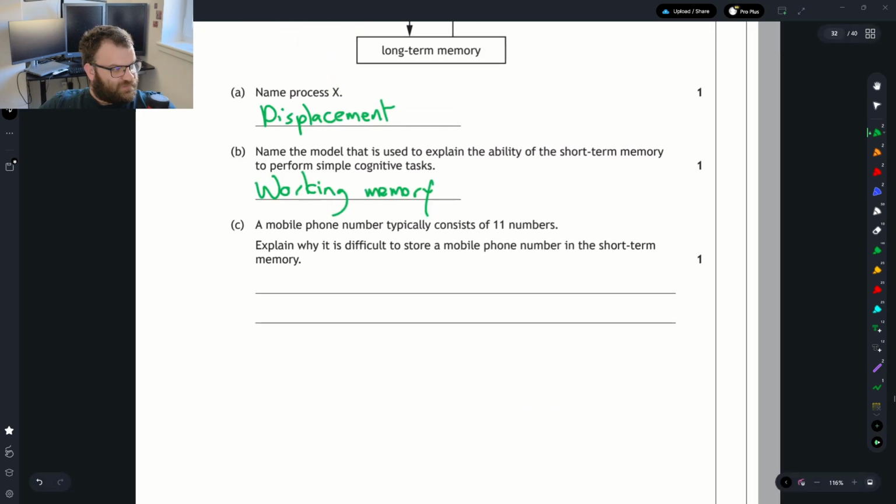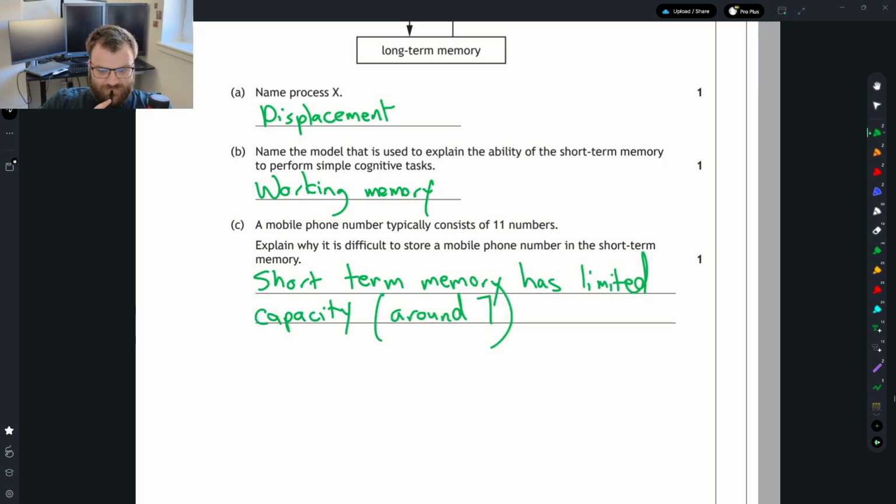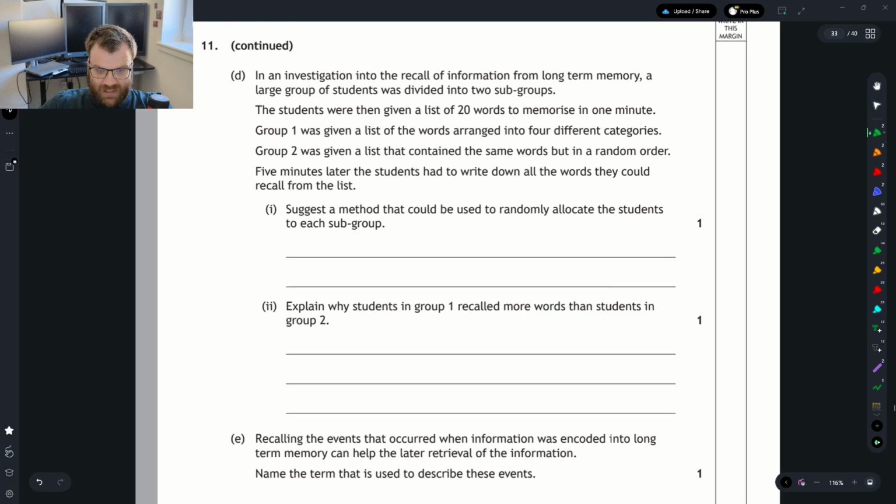Explain why it's difficult to remember a mobile number in the short-term memory. So short-term memory has a limited capacity. It can only store between 7 and 9 things. It's around 7 pieces of information they can store, and 11 is more than that, so it's too long to be stored by the limited capacity.